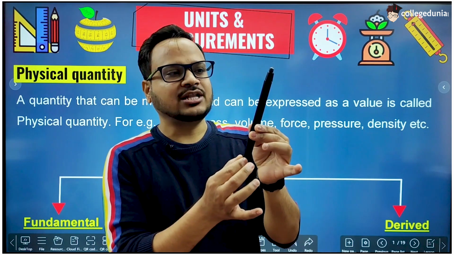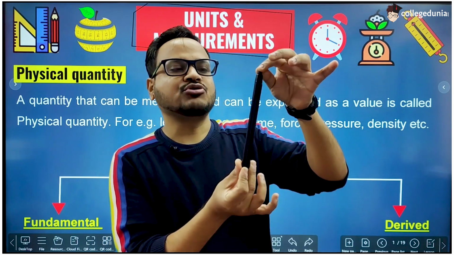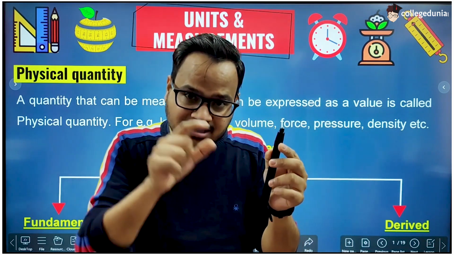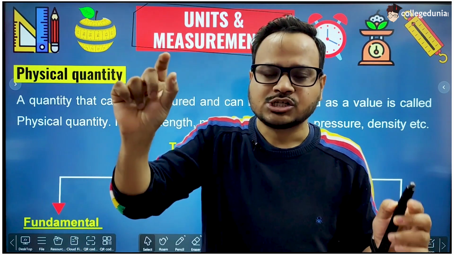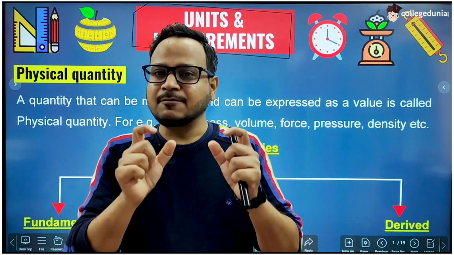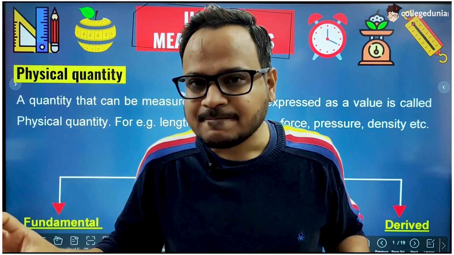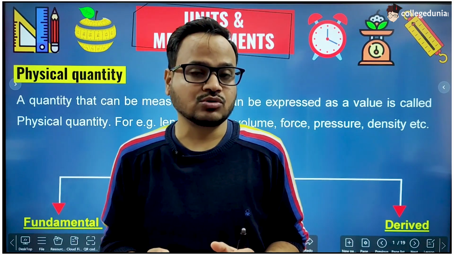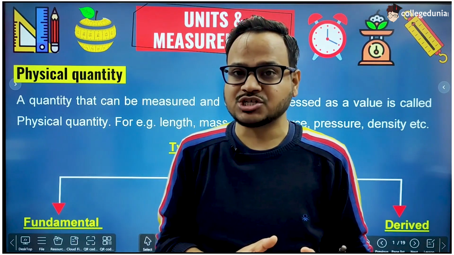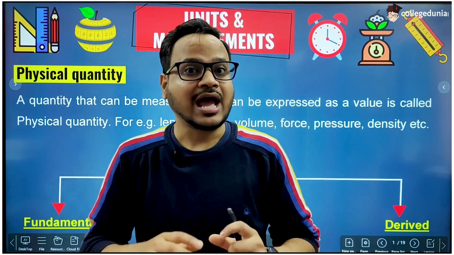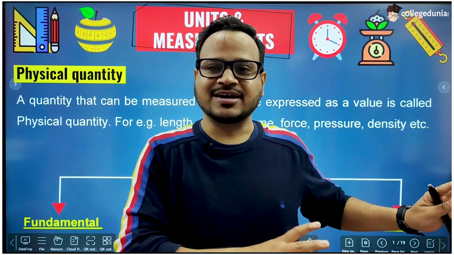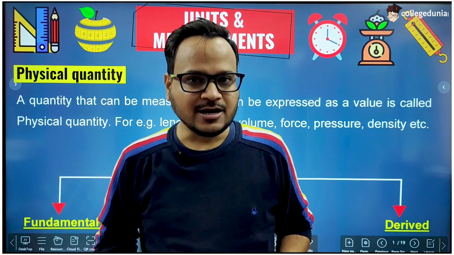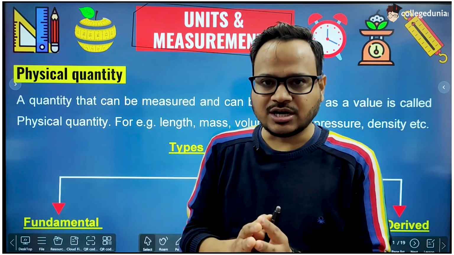If you measure the length of this stylus, suppose it comes out to be 10 centimeter. So the length of this stylus has a value 10. So any quantity that can be measured in a numeric value is called a physical quantity. There are other quantities also that cannot be measured. Like if we say anger, we know anger is there, but anger cannot be measured in a value, right? So anger is not a physical quantity.